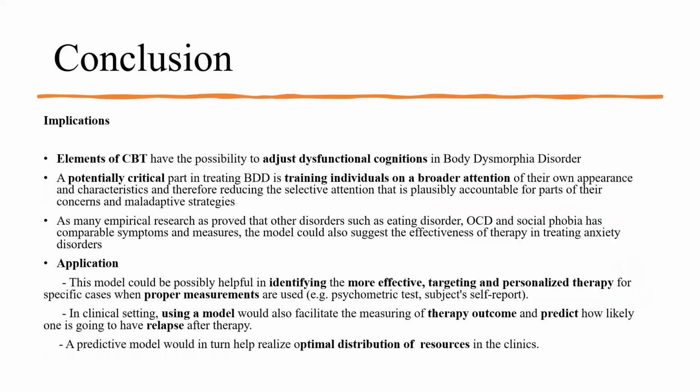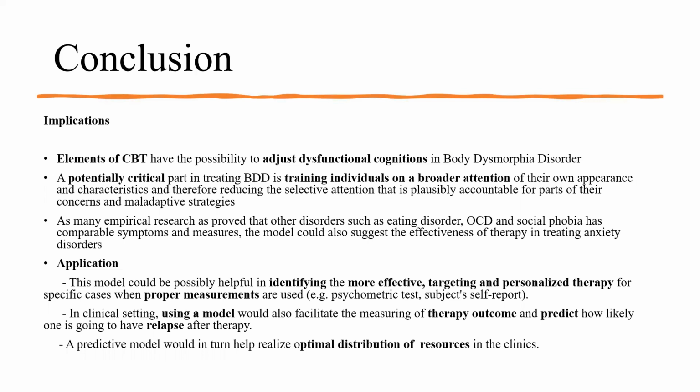And now the implications. What we could show through a model is that elements of CBT, which are well known in literature, do in fact have the possibility to adjust dysfunctional cognitions in body dysmorphic disorder. A potentially critical part could be the training on a broad attention span, which was at the very start of our model and which has been well demonstrated in literature to have a big effect as well. And for us, while we tried to make the model work, that connection was really crucial. So that might also be a really important aspect in therapy.